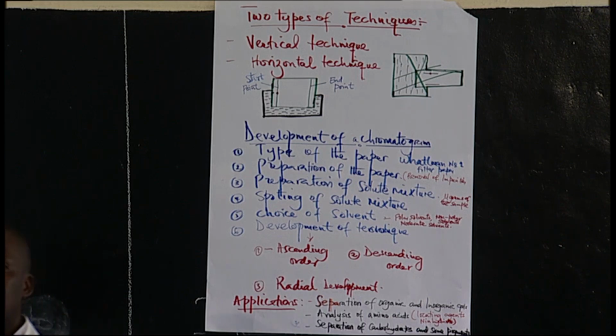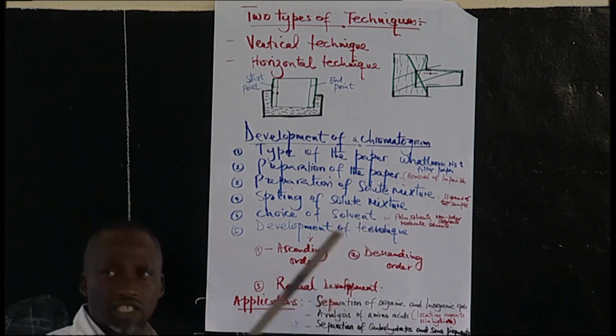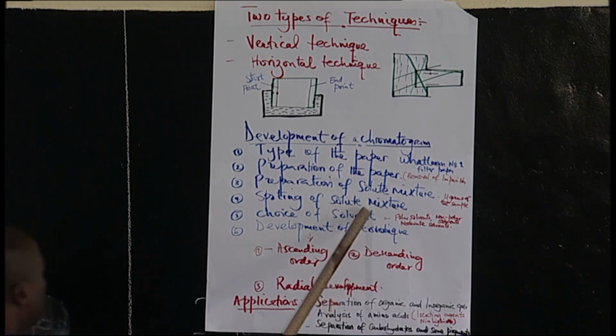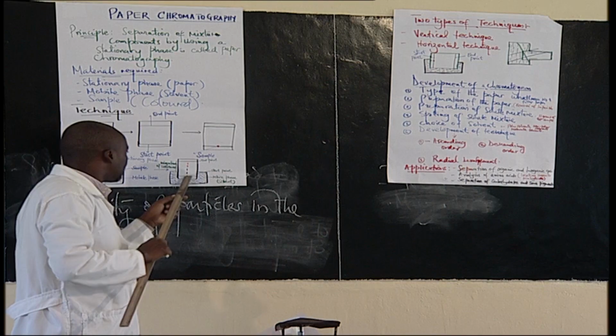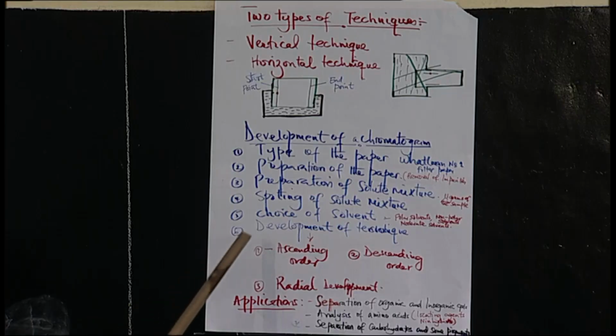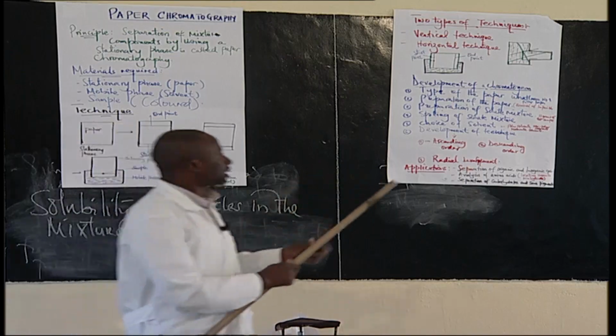In most cases, the mixture is added in small quantities, micrograms of the sample, in small quantities. Spotting of the solute mixture. So here, this is the spot. So that's where you have to put it. The choice of the solvent to use, that is the mobile phase. We have the mobile phase. So which type of the solvent?